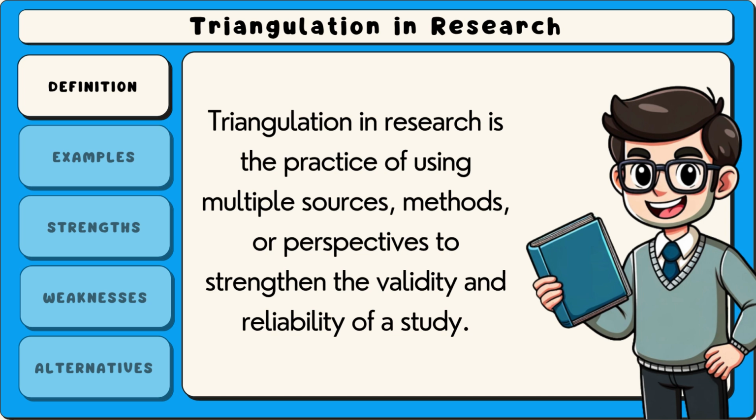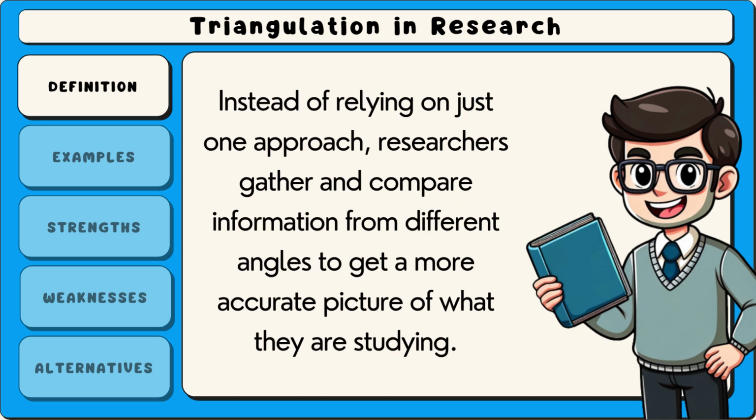Triangulation in research is the practice of using multiple sources, methods, or perspectives to strengthen the validity and reliability of a study. Instead of relying on just one approach, researchers gather and compare information from different angles to get a more accurate picture of what they are studying.